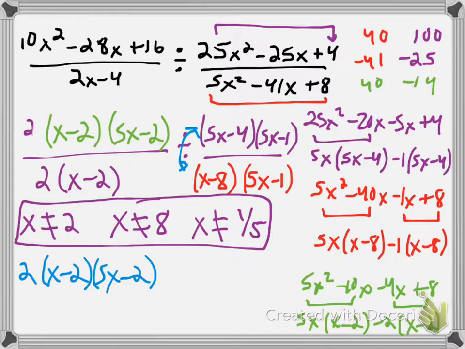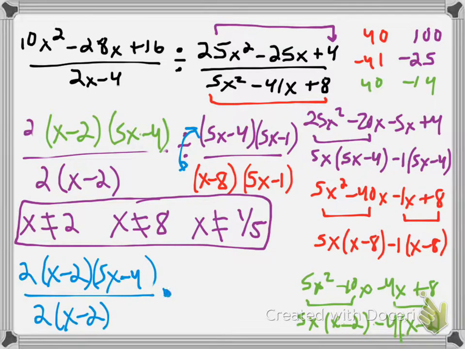Oops. I'm sorry. That's not right. Someone should have stopped me. 5x minus 4. These down here have a negative 4 in common. Alright, doesn't change much. I just changed that one little factor. So I rewrite this as 5x minus 4 over 2x minus 2.